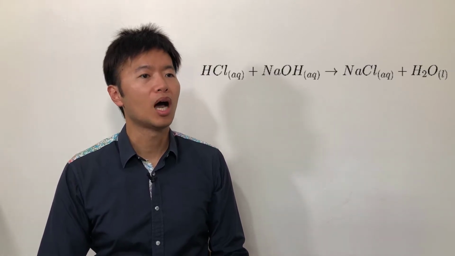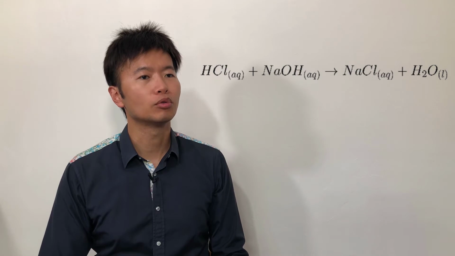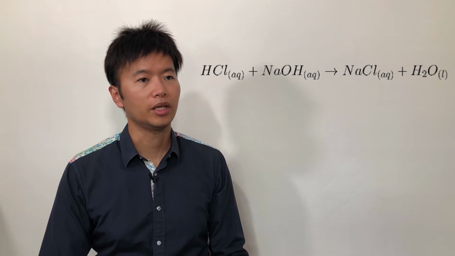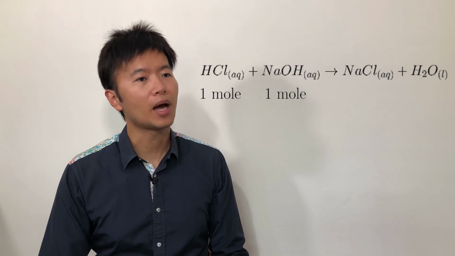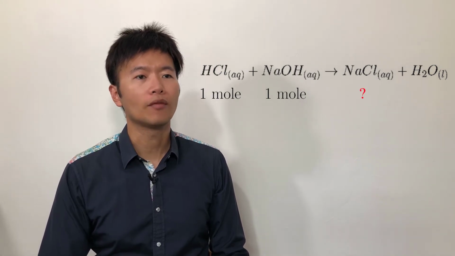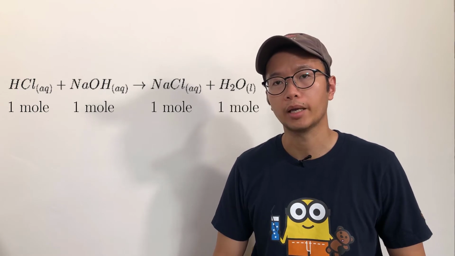For example, hydrochloric acid reacts with sodium hydroxide to produce aqueous sodium chloride and water. If 1 mole of hydrochloric acid reacts with 1 mole of sodium hydroxide, how many moles of sodium chloride and water will be produced? We would get 1 mole of sodium chloride and 1 mole of water. Exactly, Benjamin. That is what we would have expected based on the stoichiometric coefficients here.